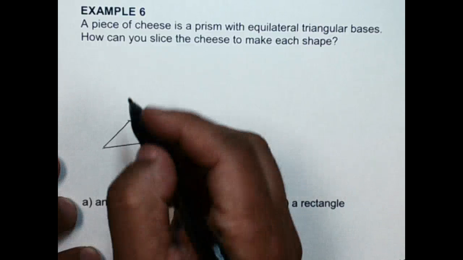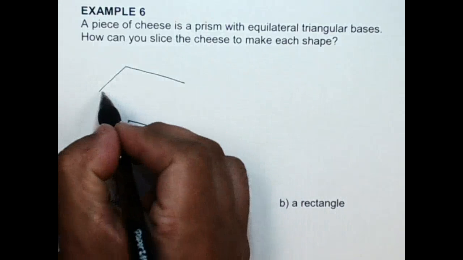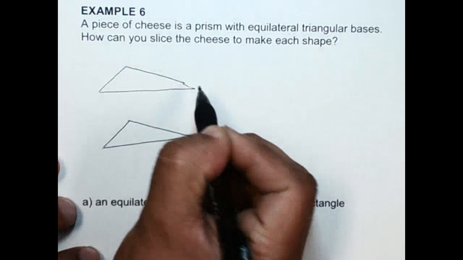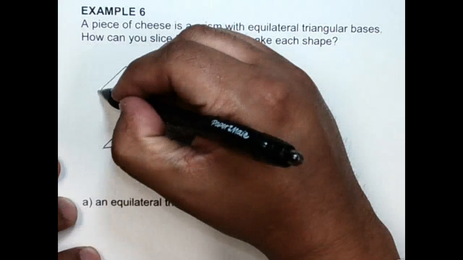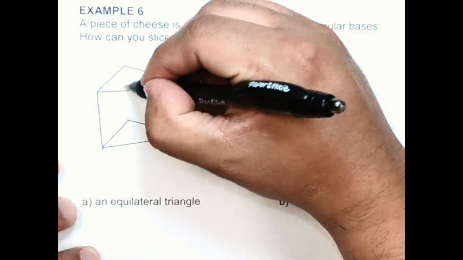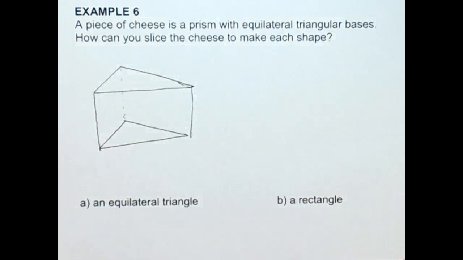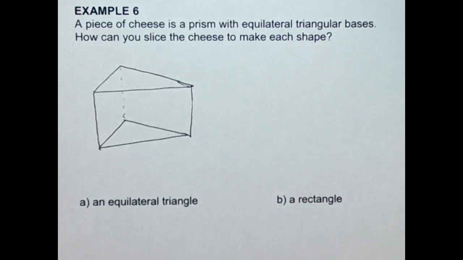You draw a triangle, and then you draw another triangle about the same size right above it. Right, and then you connect your edges here. Right, and there's my triangular prism.